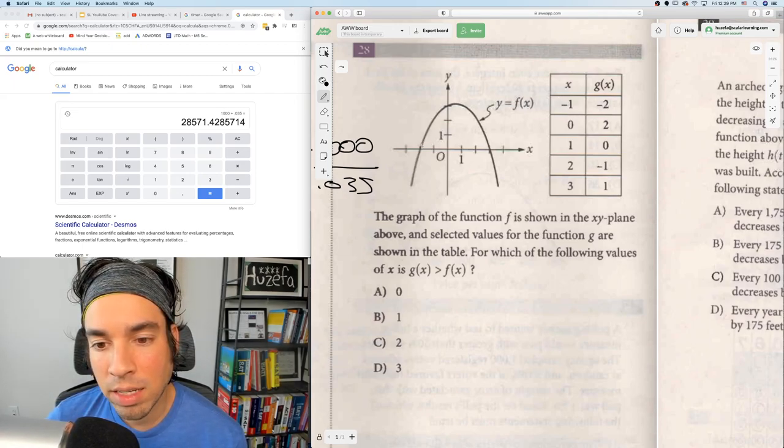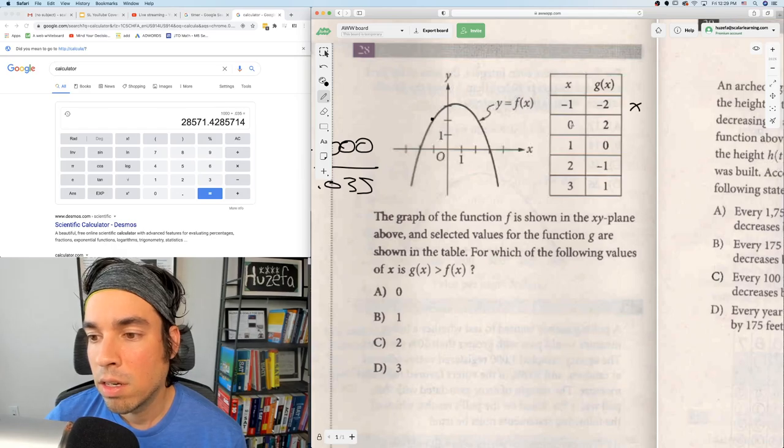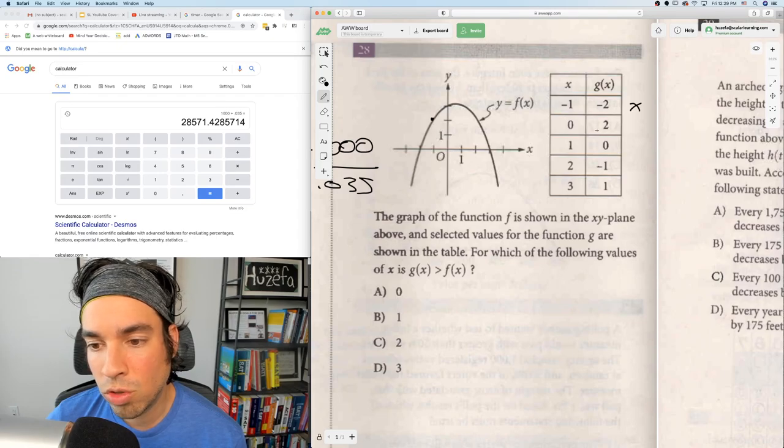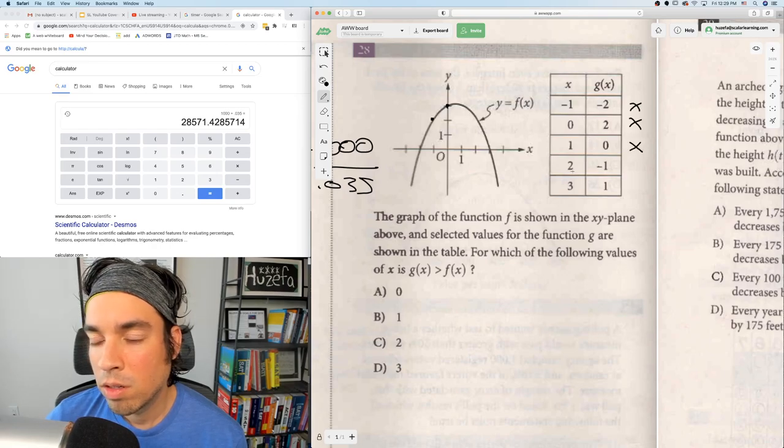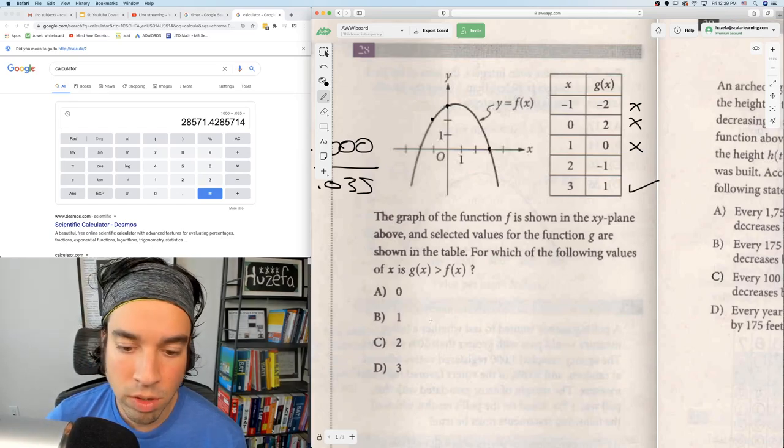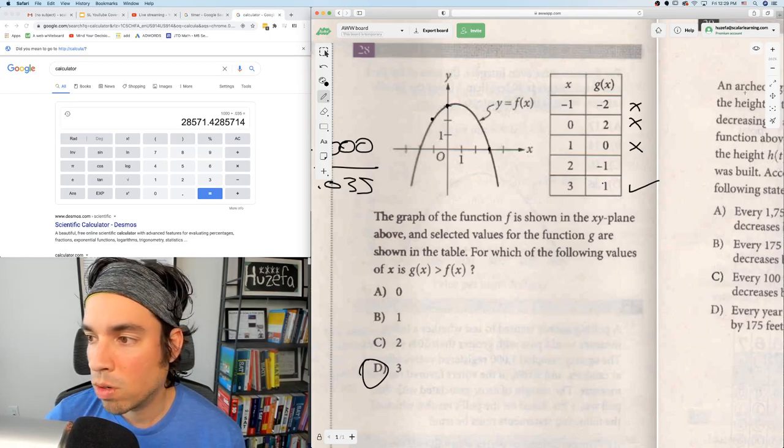So when x is negative 1, f of x looks like it's 2, and g of x is negative 2, not negative 1. I'll say x. You know what I'm saying? Cancel. When x is 0, g of x is 2, but f of x is 3. That one is no good. When x is 1, that's definitely wrong because here it's up all the way up there. At 2, it's negative, it's probably this one. Because at 3, f of x is 0. So x equals 3. f of x is 0 and g of x is 1.